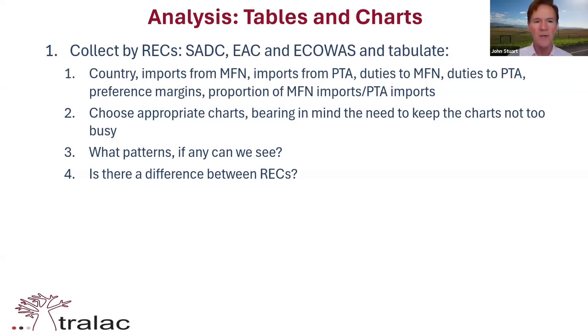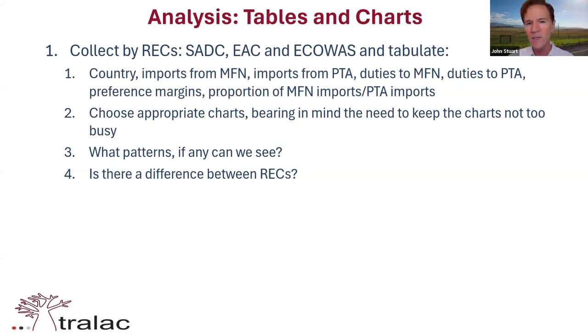Let's tabulate the country, the imports from most favored nation, the imports from preferential trade areas, the duties to most favored nation, the duties to preferential trade areas, the preference margin. That's the difference between the most favored nation tariff and the preferential tariff, and the proportion of most favored nation imports to preferential imports. In other words, I'm going to divide the total imports that come from tariffed countries by the total imports that come from non-tariffed, in other words, free trade countries.